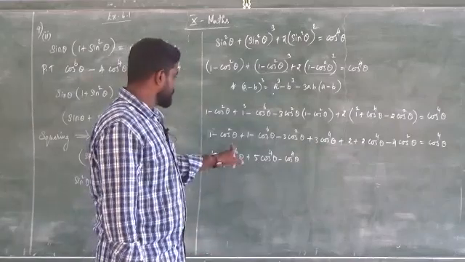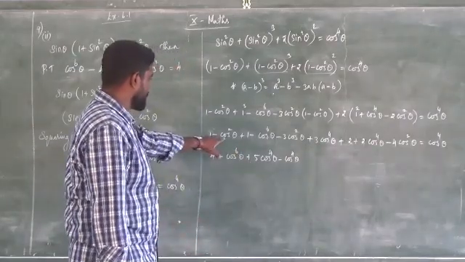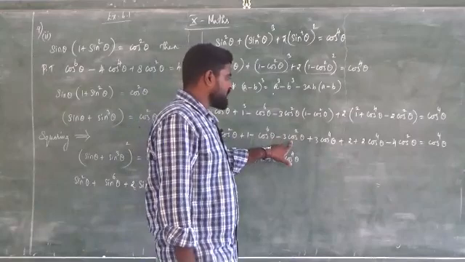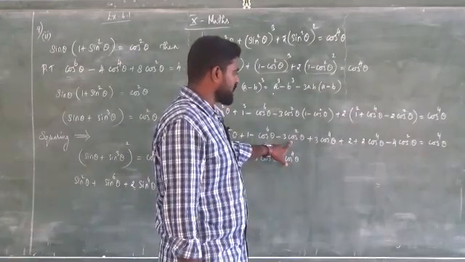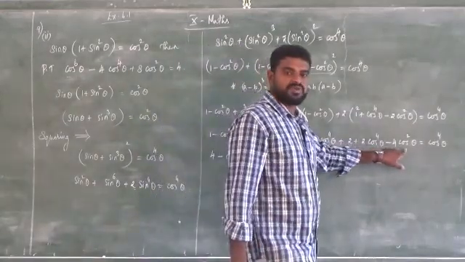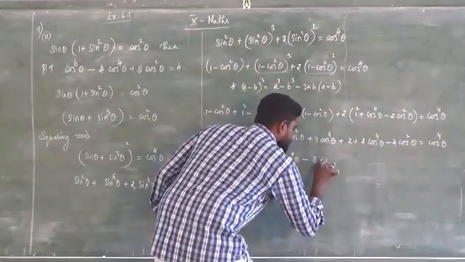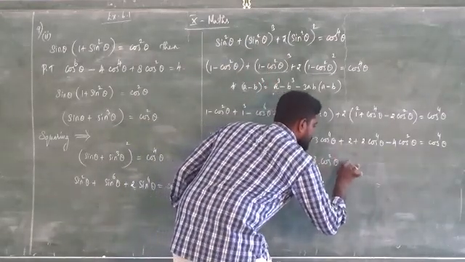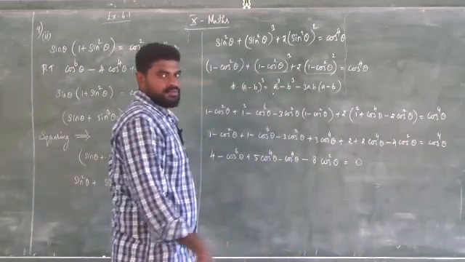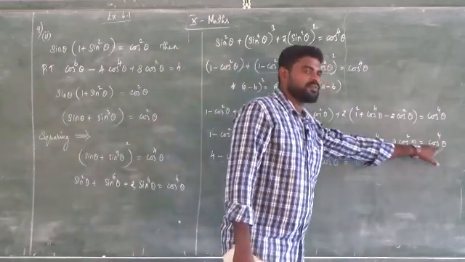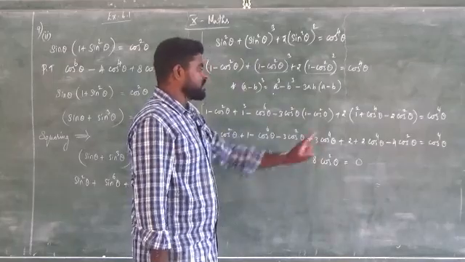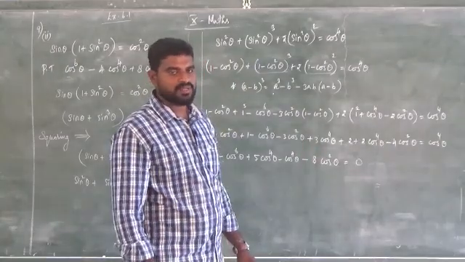Next, there is no cube term, then the square term: minus cos square, minus 3 cos square, totally minus 4 cos square, here one more minus 4 cos square, so totally it is minus 8 cos square theta, it is equal to 0, because we took this cos power 4 to the left side, so on the right hand side we do not have any value, so it becomes 0.